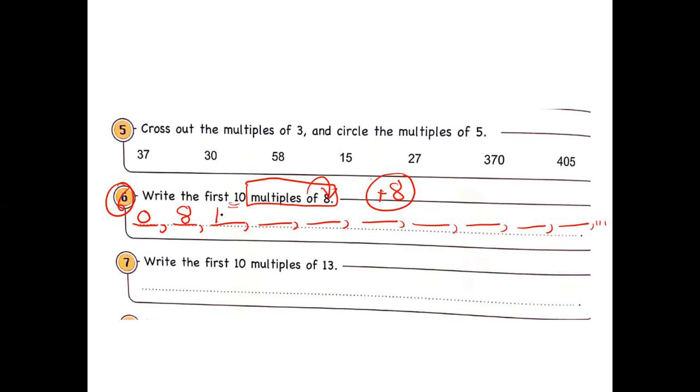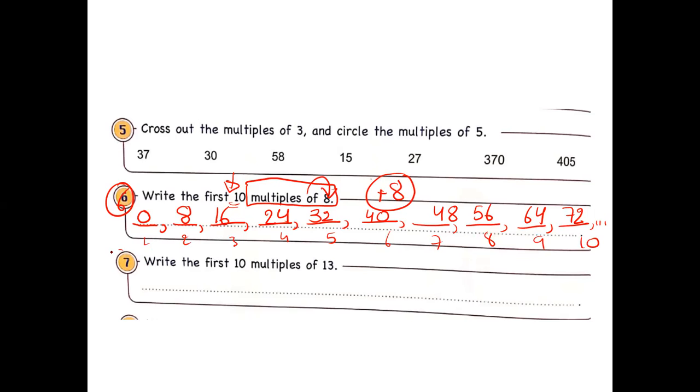8 plus 8, 16. Plus 8, 24. We will continue by adding the same number, 8. 24 plus 8, 32. 32 plus 8, 40. 40 plus 8, 48. Then plus 8, 56. Plus 8, 64, plus 8, 72. Okay, so we are adding 8. We will write just 10 numbers because they said write the first 10. So 1, 2, 3, 4, 5, 6, 7, 8, 9, and 10. So we stop here. Okay?